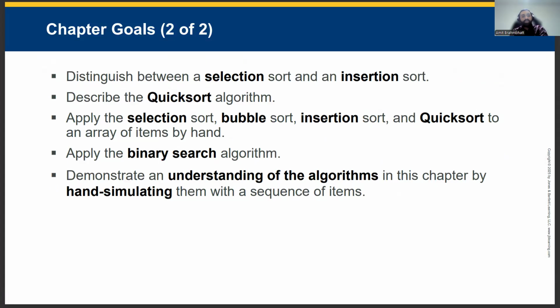The second set of goals focuses on algorithmic techniques for organizing and searching data. You'll learn how selection sort differs from insertion sort, and you'll examine the quicksort algorithm, one of the fastest practical sorting methods. You'll also practice performing selection sort, bubble sort, insertion sort, and quicksort by hand to understand the mechanics behind each approach. Beyond sorting, you'll learn to apply the binary search algorithm, which operates efficiently on sorted arrays.